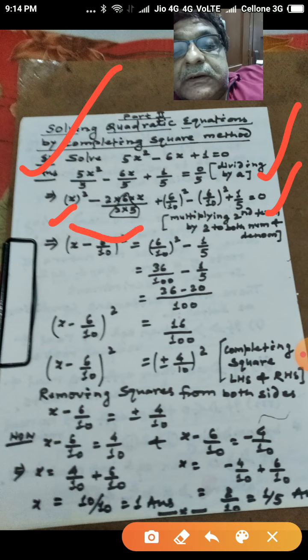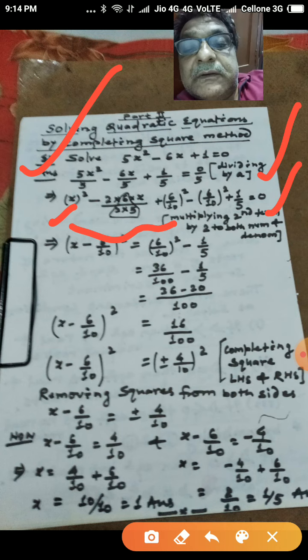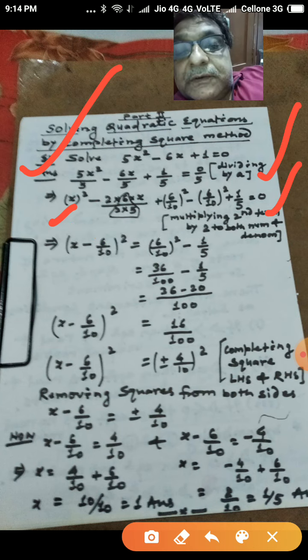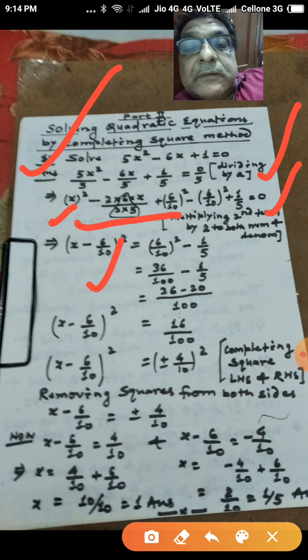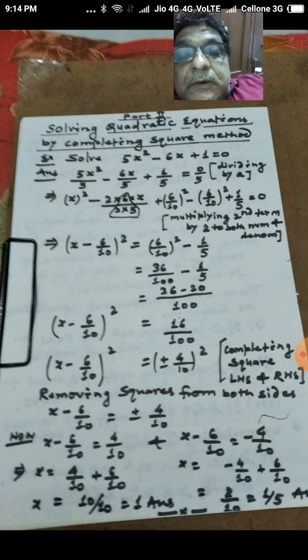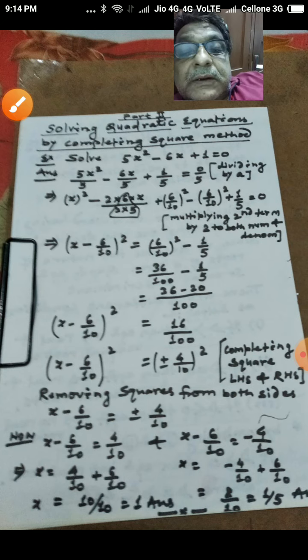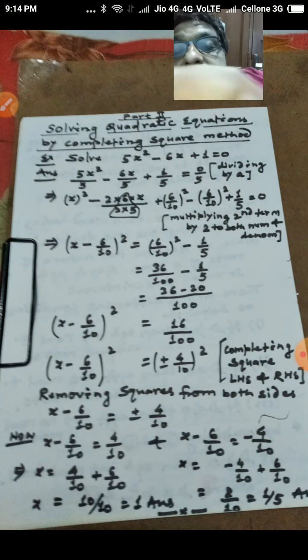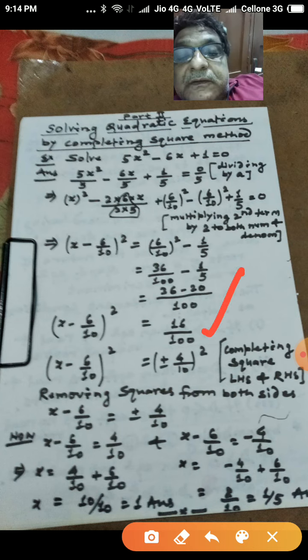Now the first 3 terms of this step is now an identity, which in some cases is a minus b whole square, in some cases it is a plus b whole square, as in the given question. So here it is a minus b whole square. So we have written x minus 6 by 10 whole square, and the remaining terms we will bring into RHS. So it is equal to 6 by 10 whole square minus 1 by 5, which on simplification we get finally 16 by 100.